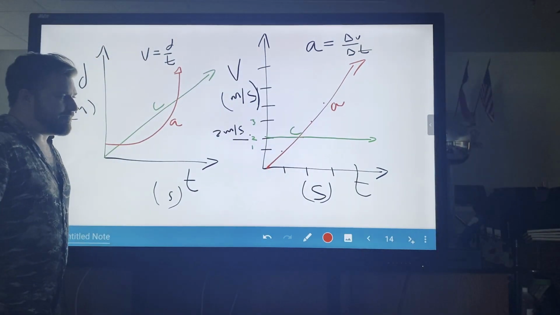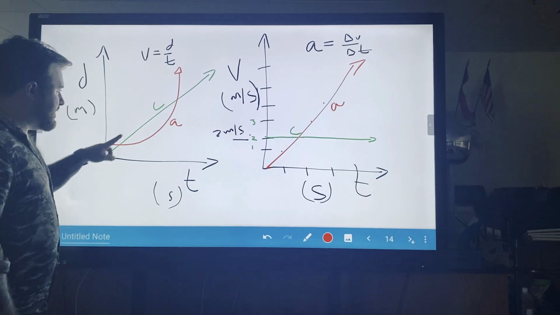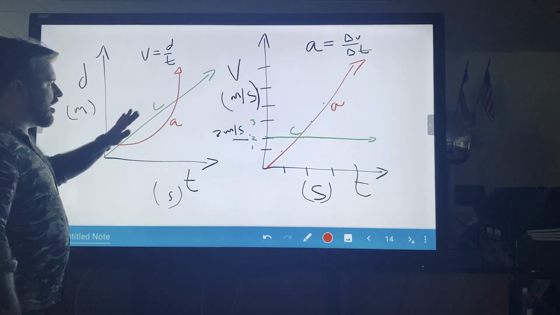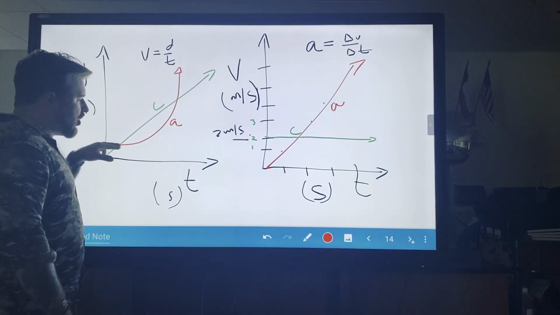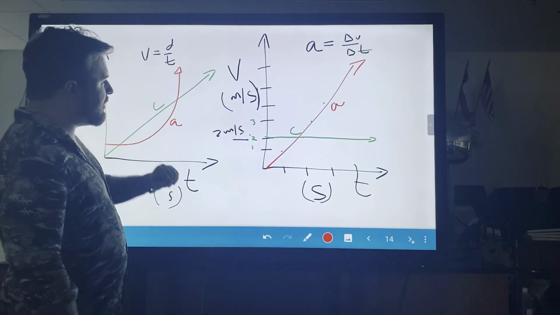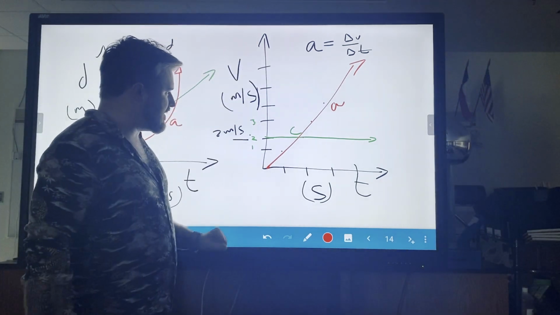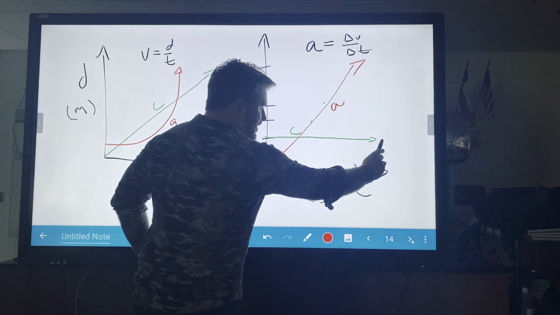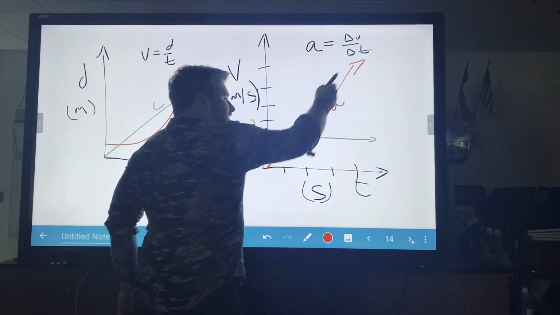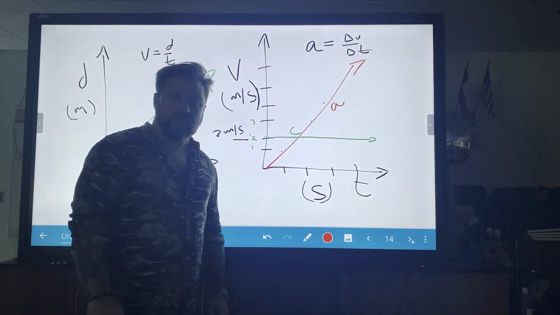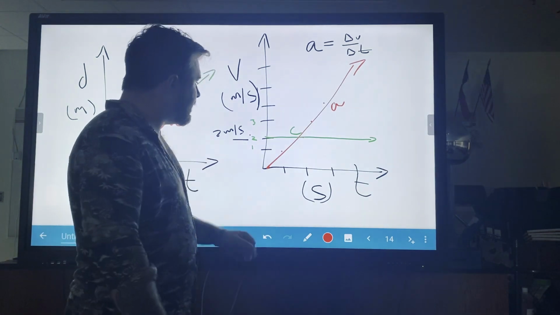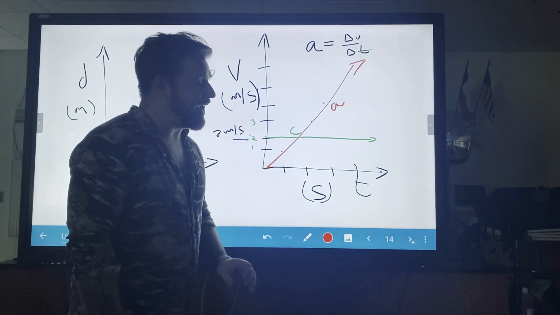That's confusing, right? A diagonal line, straight, is constant velocity on this one. A curved line is acceleration. But when I swap it and I make it velocity versus time, now the straight line is constant velocity and the diagonal line is acceleration. Wacky, right? This is how you read graphs.